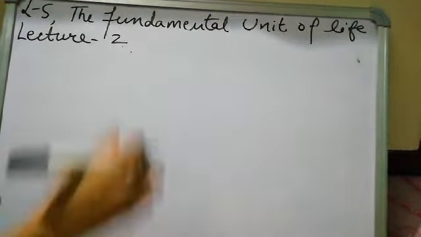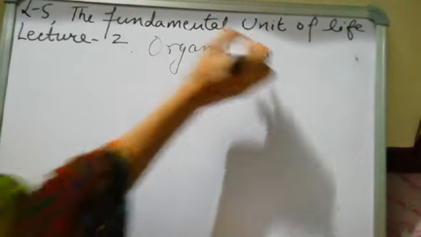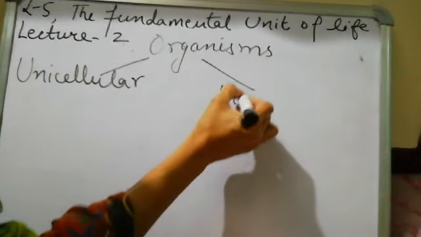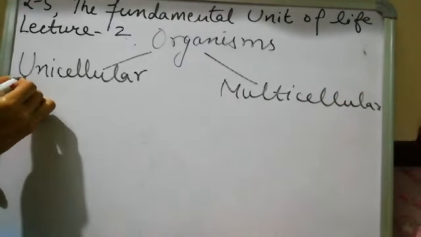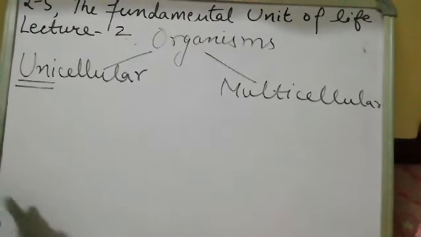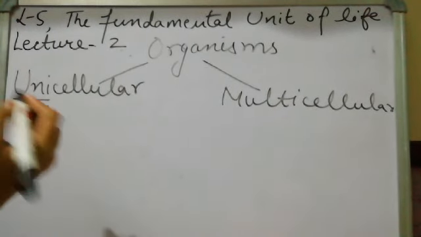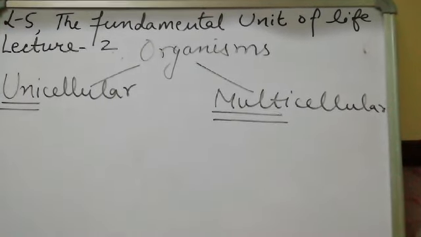Now let us talk about types of organisms on the basis of the number of cells. Organisms are of two types, unicellular and multicellular. Unicellular organisms are composed of a single cell, for example amoeba, paramecium, chlamydomonas, bacteria, etc. Multicellular organisms are composed of many cells, for example animals and plants.